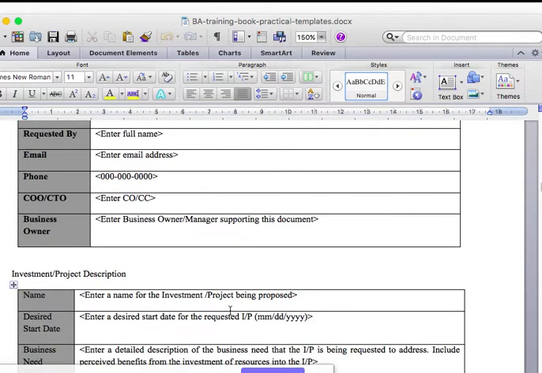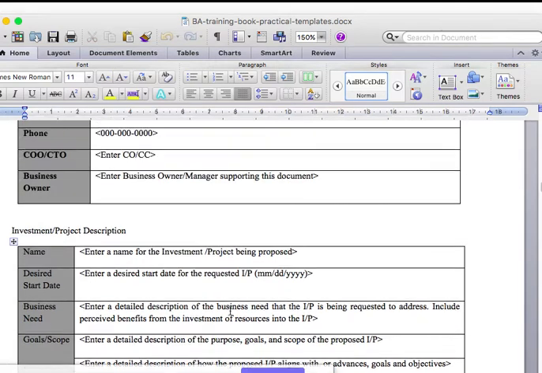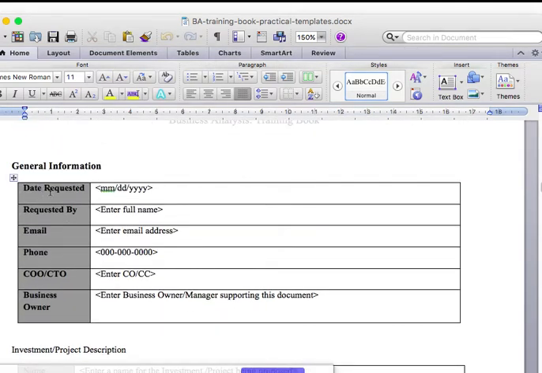In this document only this particular page is important. If you see the general information: date requested, who has requested, name. Again, everything is hypothetical. You can write down email ID, phone number, COO or CTO, because most of these projects are part of the COO's or CTO's funding or budget. So you can write down the names, and again you can write down the business owner of that particular project who is supporting this document.